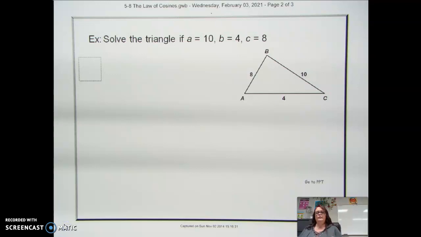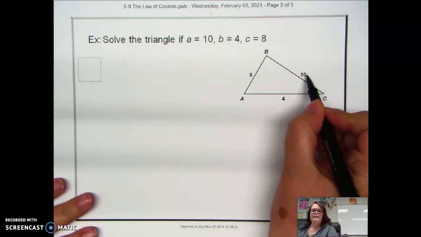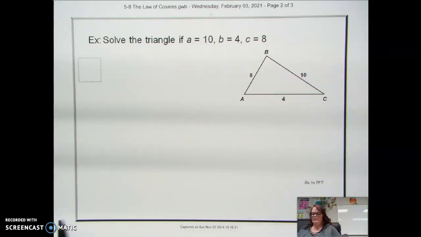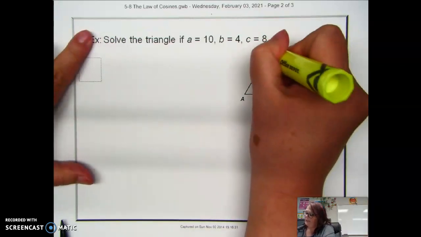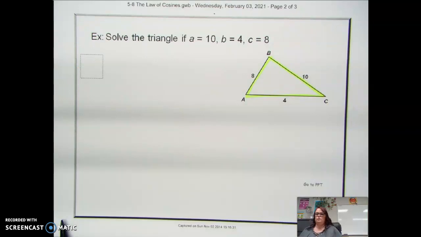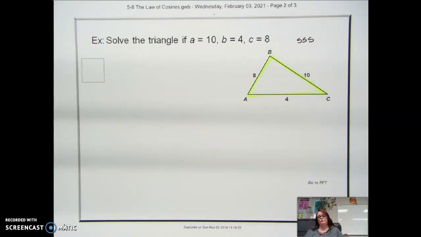All right, if we take a look at this triangle here, you'll notice they gave us an A value of 10, a B value of 4, and a C value of 8. Notice I know the length of all the sides, but I don't know the measure of any of the angles. I call this a side, side, side situation: we know the measures of all the sides, but we don't know the measures of the angles. Law of cosines is going to come into play either for side, side, side, or side, angle, side.